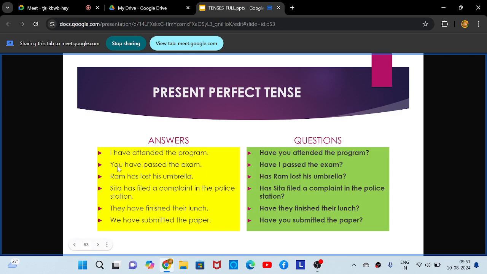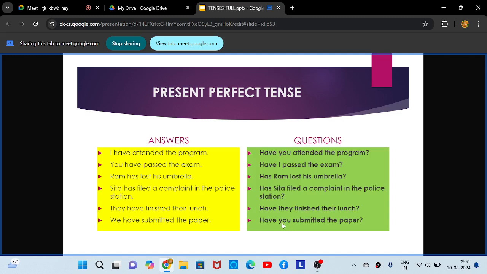I and you are plural subjects, so you are using have, but Ram is singular, so you are using has. That's why you are using has. Okay. Has Sita filed a complaint in the police station? Yes, Sita has filed a complaint in the police station. So again Sita has. Okay. Have they finished their lunch? Yes, they have finished their lunch. Have you submitted the paper? Yes, we have submitted the paper.